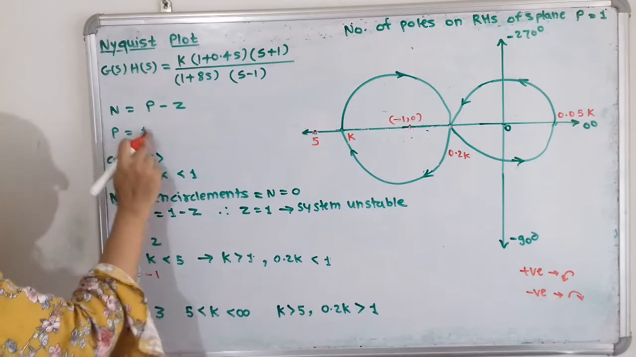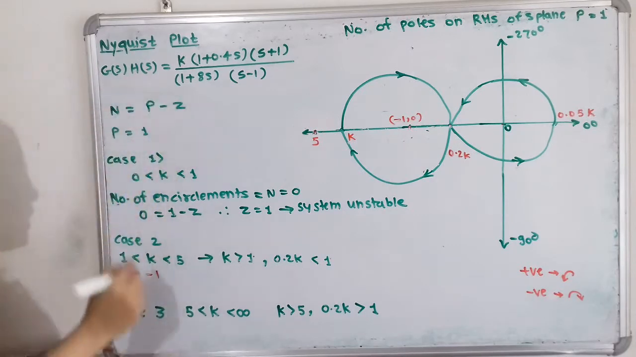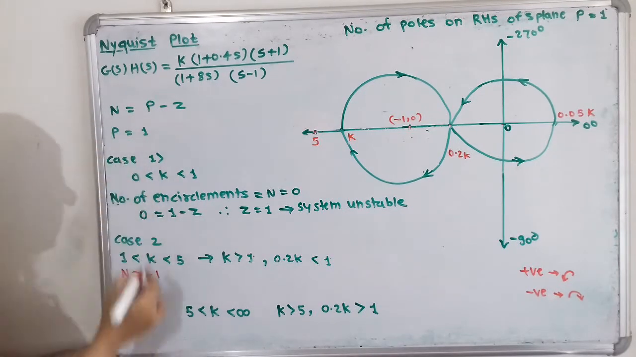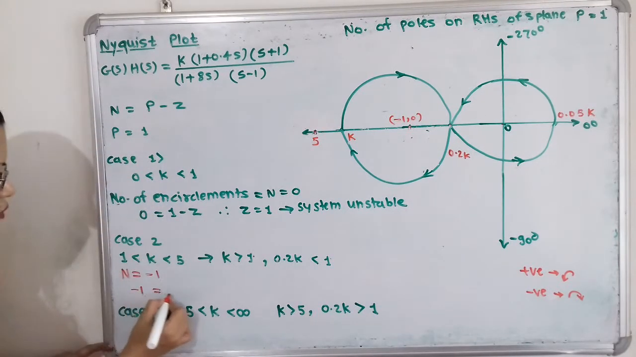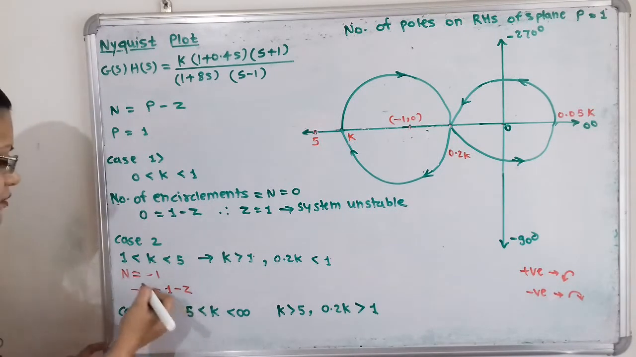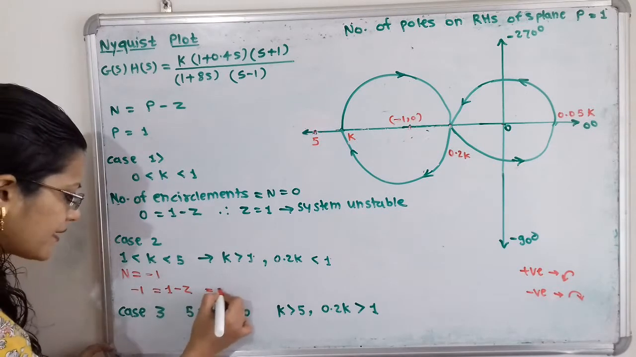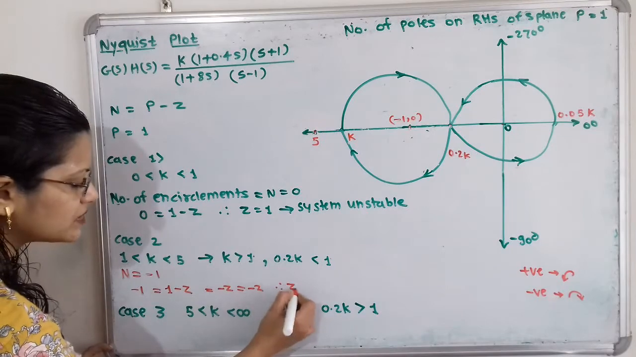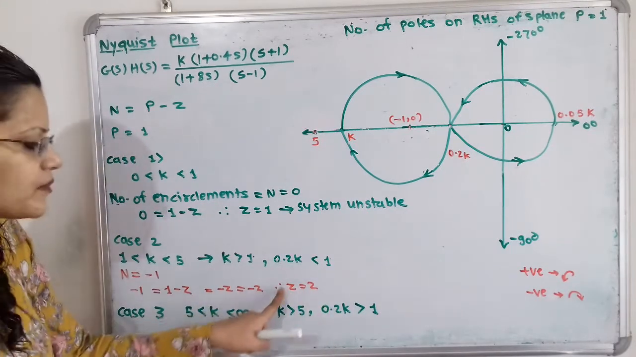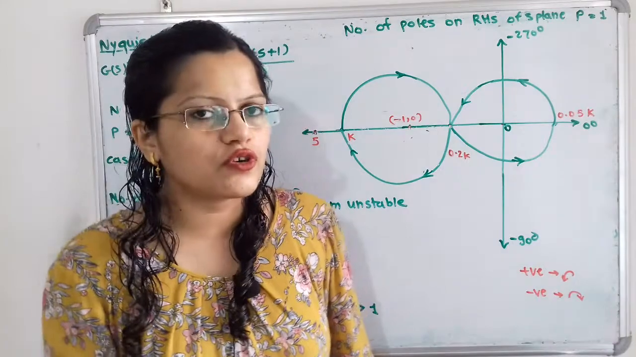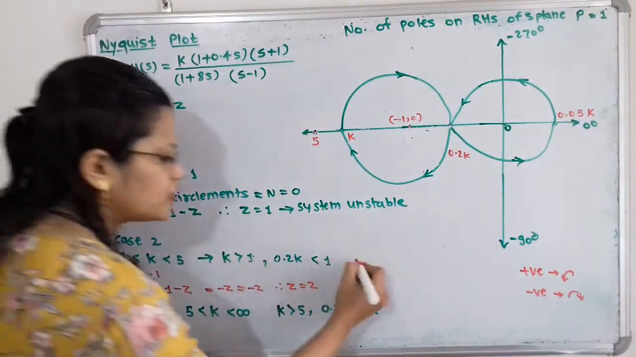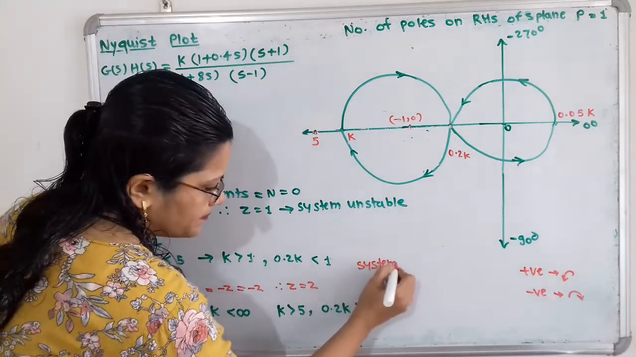So we know that P is equal to 1, so how we will calculate the value of Z? So I will put the value, that is minus 1 is equal to P, that is 1 minus Z. So again we will solve this. So minus Z is equal to minus 1 minus 1, that is minus 2, and therefore Z is equal to 2. So from this we can say that the number of closed loop poles on the right hand side is equal to 2. So for this range also system is unstable.